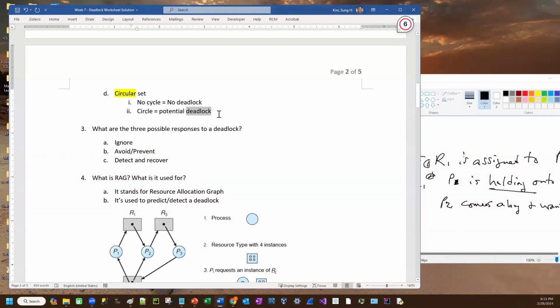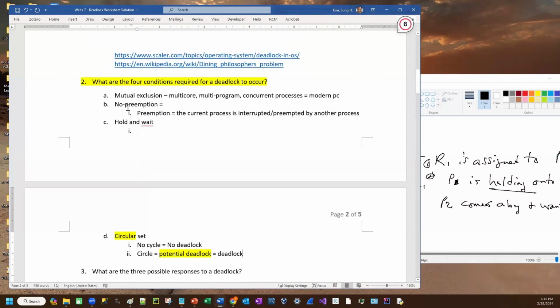But what it really means is there's a potential deadlock. By definition, if there is a potential deadlock, then that means it's a deadlock, because it's going to happen pretty quick. So these four factors are the conditions for deadlock, but the most important one is right here, the circle. That's pretty much all you have to know.